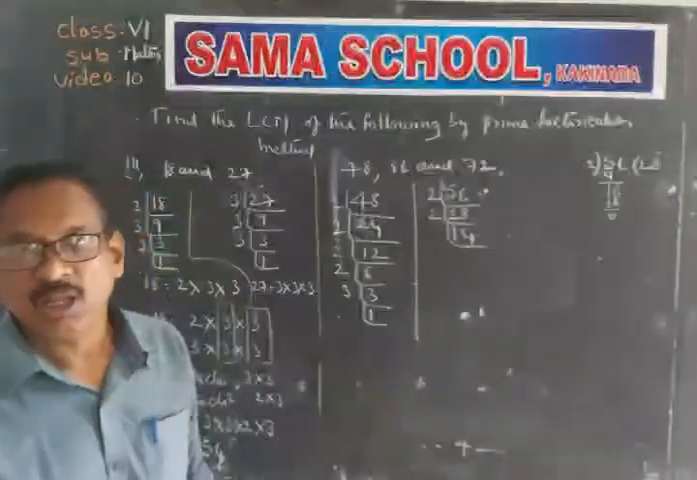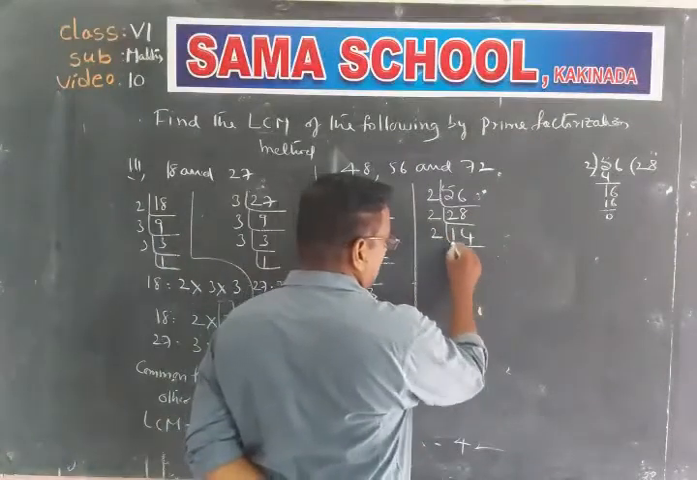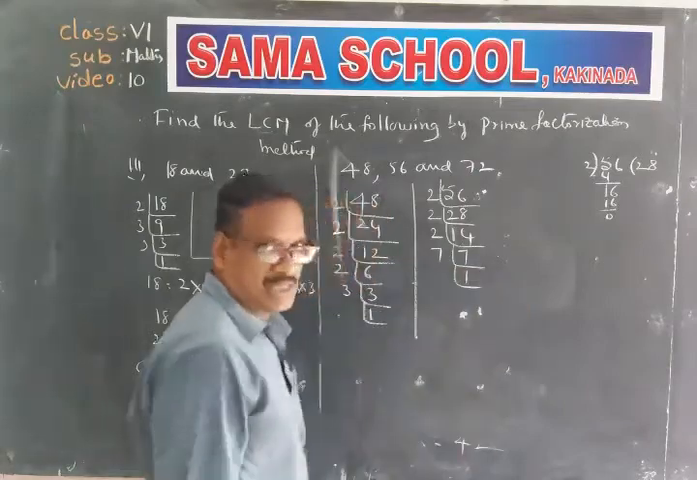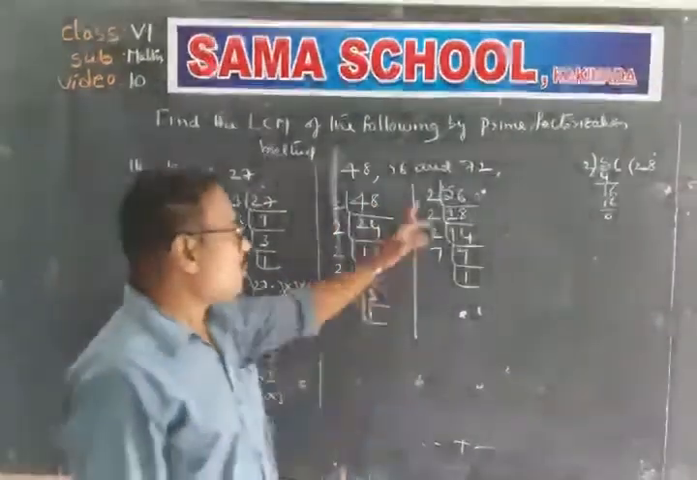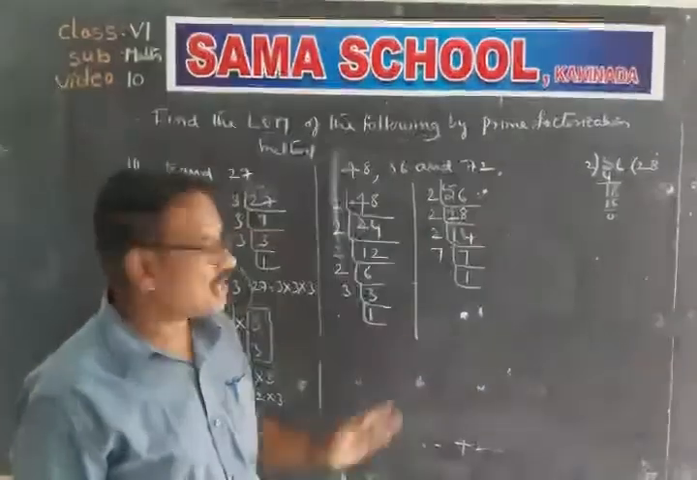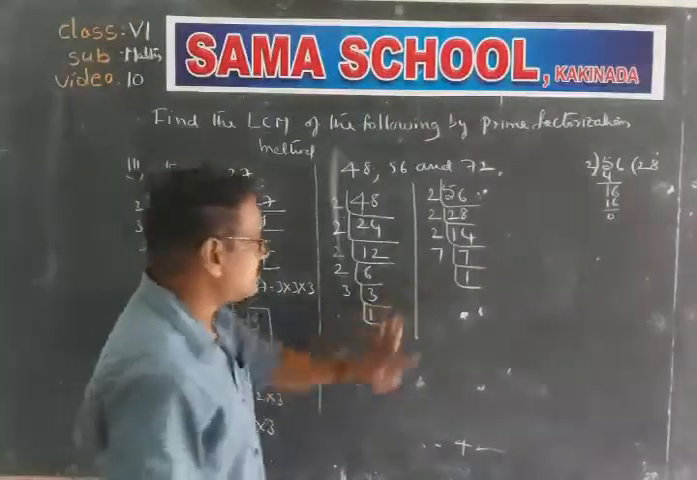2 is divisible in 28 14 times. And again take 2 7s are 14. 7, how many times divisible? 1 time. This is the 56 factorization. So 2, how many times divisible? 28 times. 2, how many times divisible? 14 times. 2, how many times divisible? 7 times in 14. 7 ones are 7.